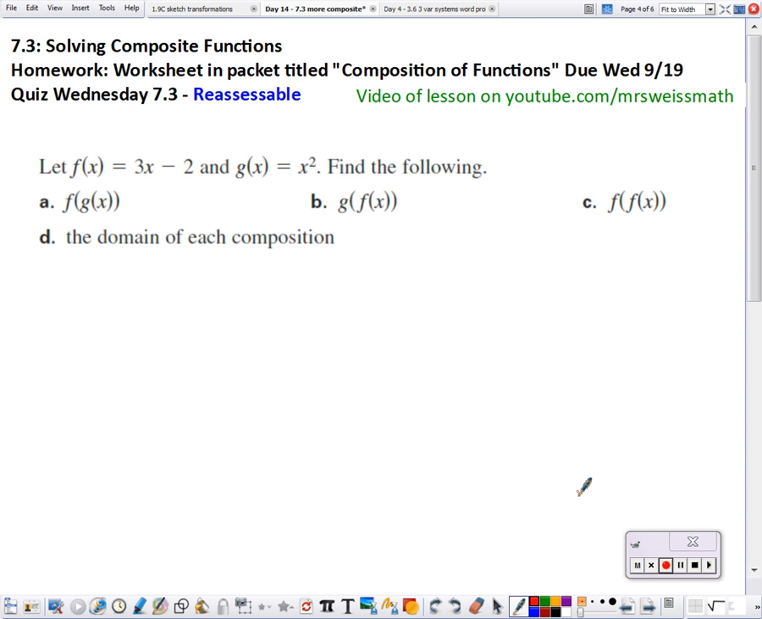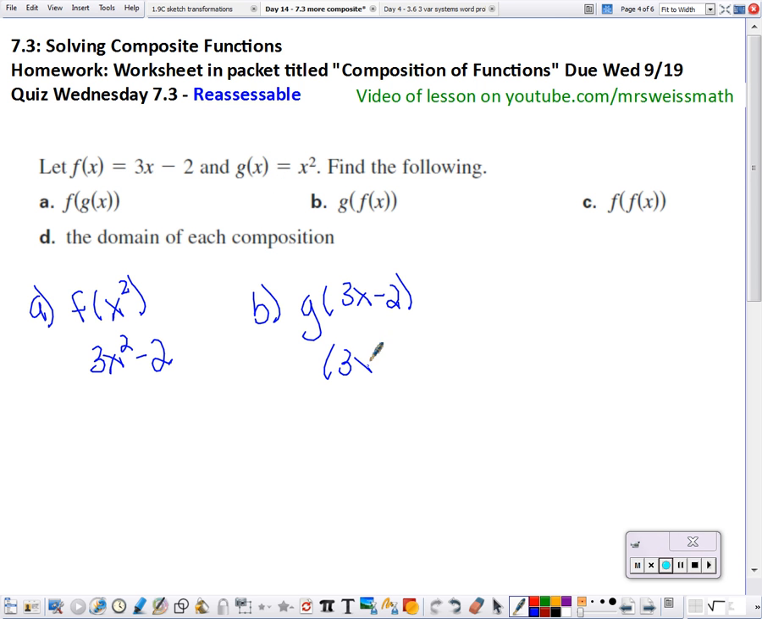Okay, so here's 4 more problems. Pause the video to try these. For A, we're going to do f of x squared. So anywhere there's an x, I'm replacing it with x squared. B, it's g of 3x minus 2. That means I have to plug 3x minus 2 in anywhere there's an x.